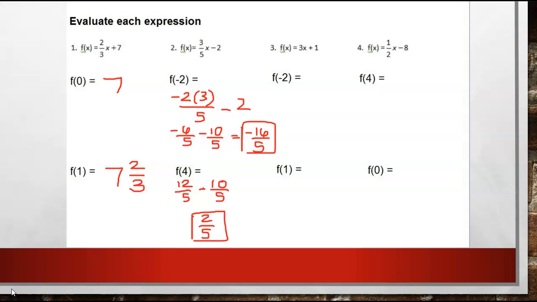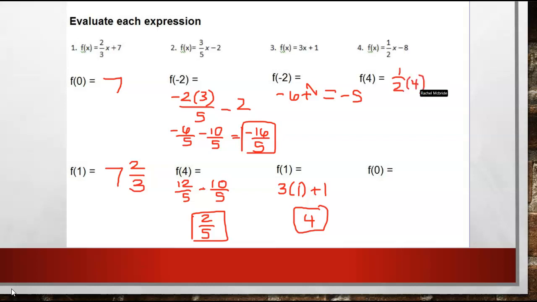F of negative 2 gave you negative 6 plus 1, which is negative 5. F of 1 says 3 times 1 plus 1, so you get 4. Remember that function notation simply tells me that whatever is in those parentheses goes in for my x.